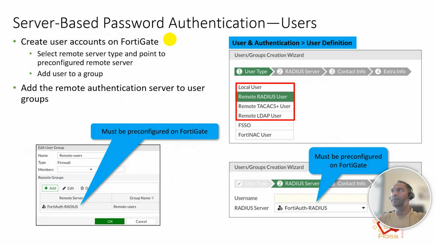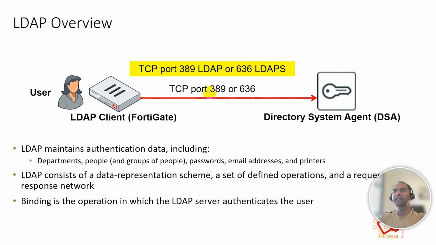There is server-based password authentication where you can have a remote user, a remote RADIUS user. So this is for remote authentication, right? You can select a RADIUS user, TACACS user, or LDAP user, and this user can be authenticated from the RADIUS server. Then we have LDAP also. LDAP can be used to integrate with FortiGate.